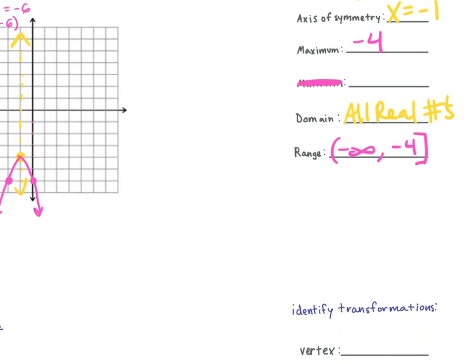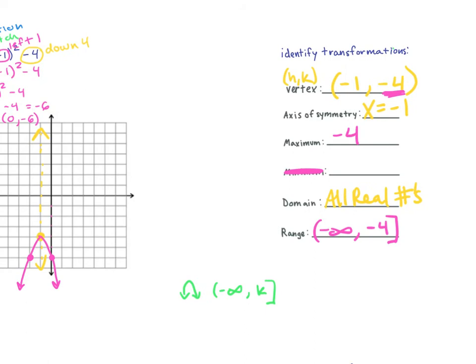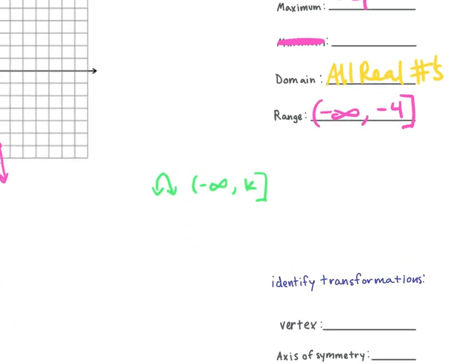If our graph opens down, which you should have in your notes, our range is from -∞ because it points down to -∞, and then to k, whatever our k was up here. So like here, our k was -4. If our graph opens up, then our range is from k to +∞, because it points up to +∞. So this is for range. Make sure you have this in your notes.